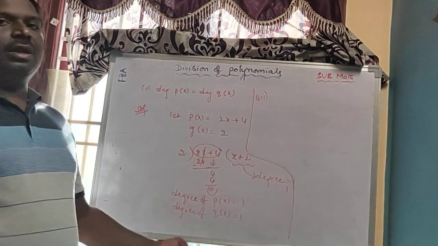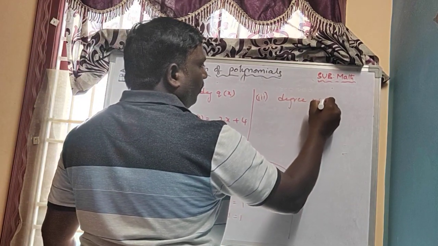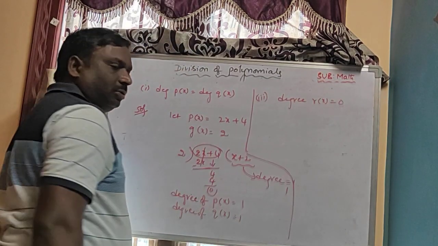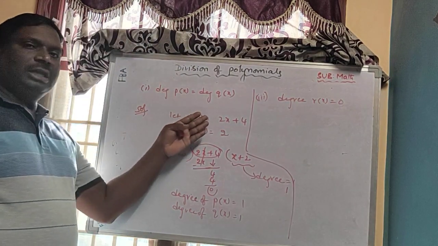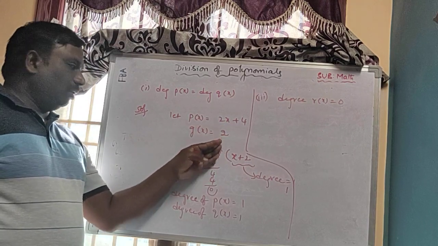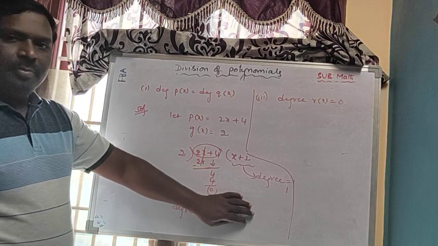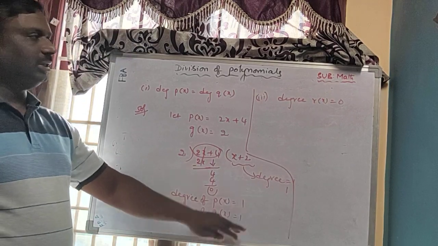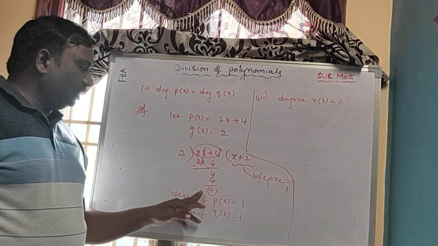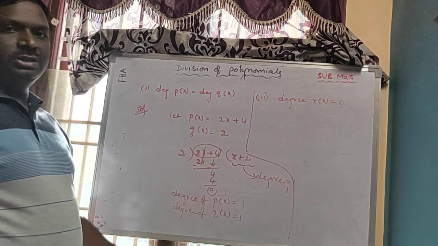Degree of r of x equal to 0. We have to take the examples. Degree of r of x equal to 0. If you take the same polynomial p of x equal to 2x plus 4, g of x equal to 2, now do the same division. Then finally, no need to write p of x and q of x. They are asking degree of r of x. So what is the degree of r of x here? 0. Degree of r of x is 0.